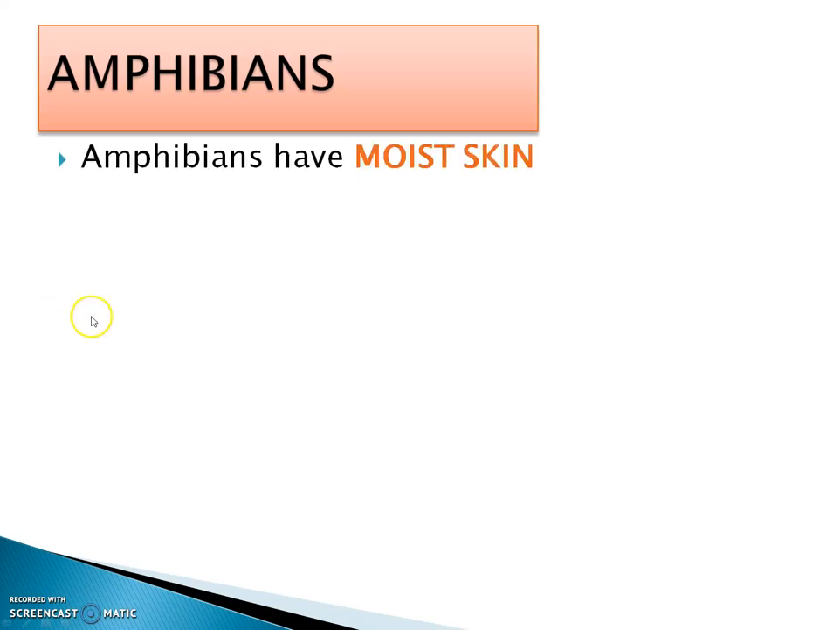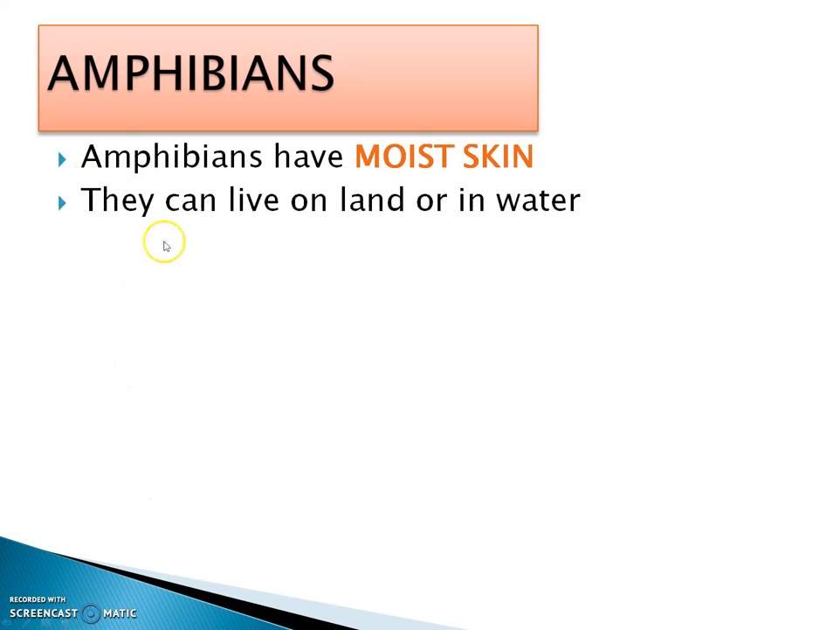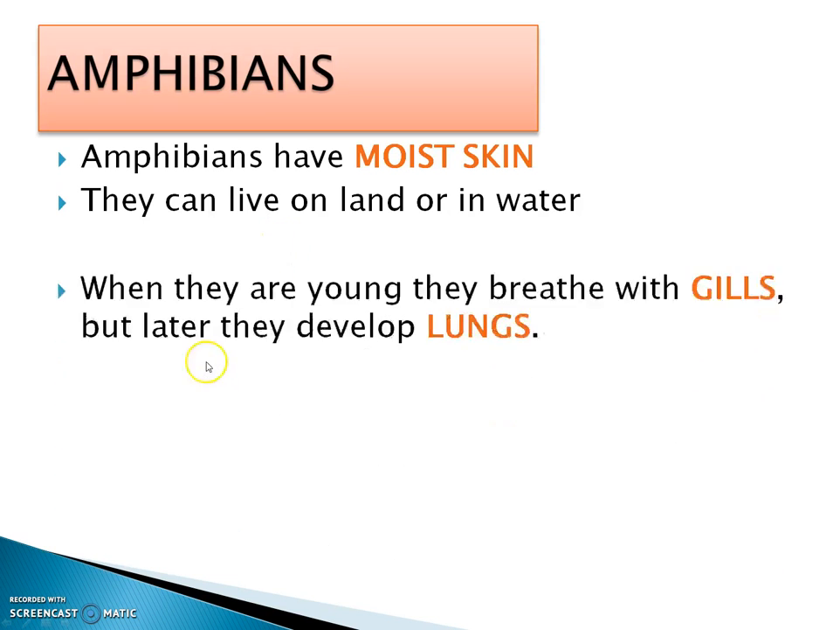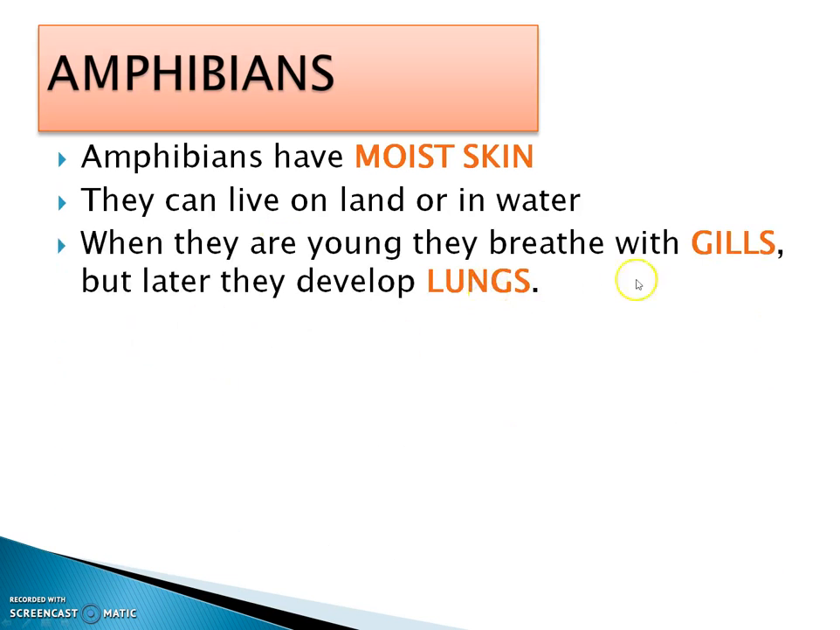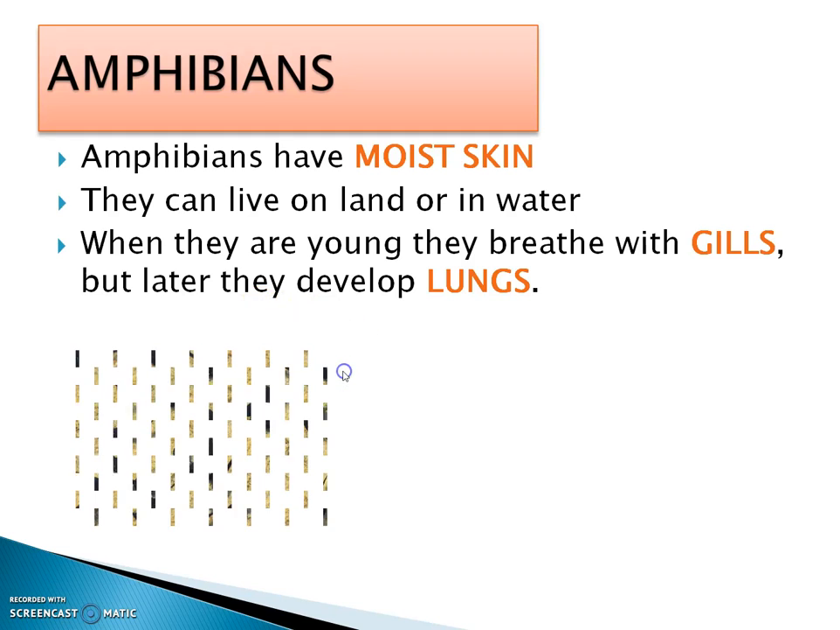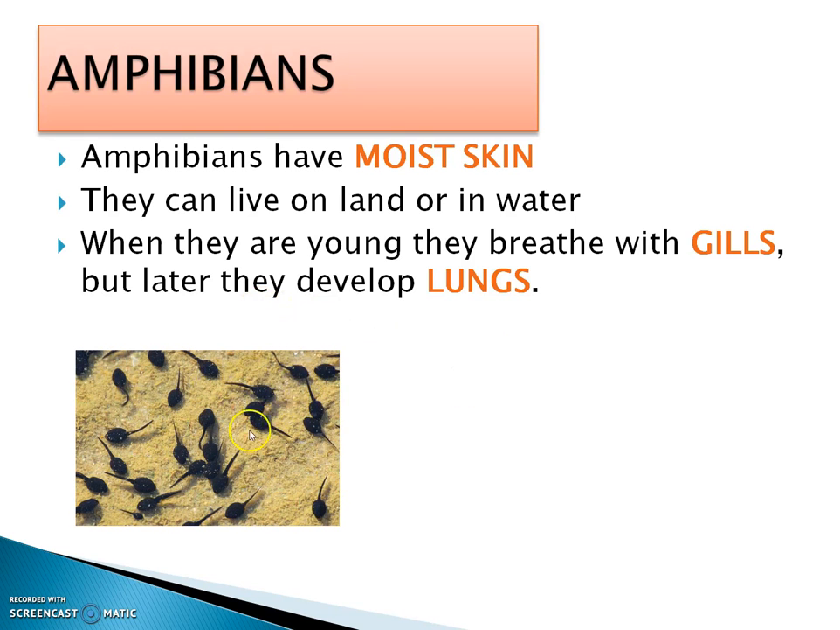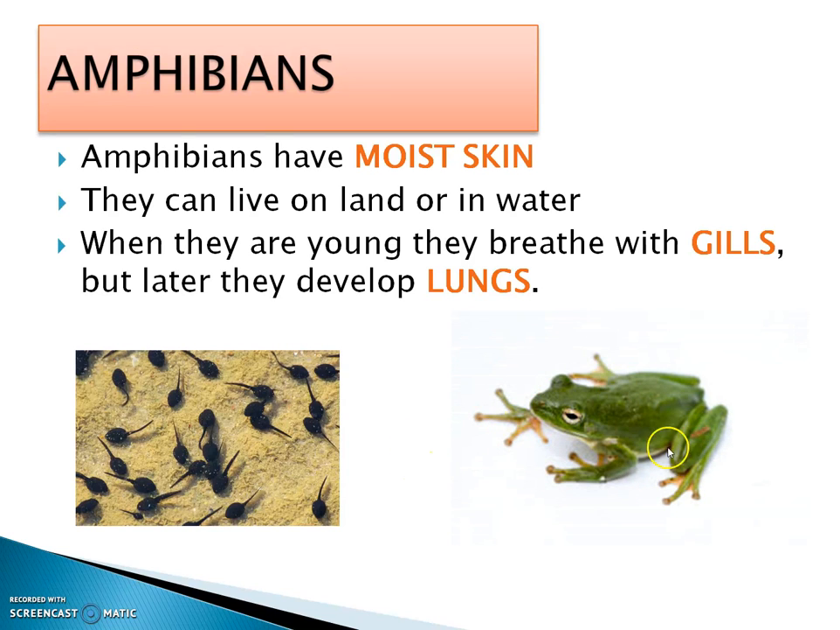Amphibians are another group of vertebrates. They have moist skin. They can live on land or in water. When they are young, they breathe with gills, but later they develop lungs. These tiny tadpoles are breathing with gills, but when they are adults, like this frog, they breathe with lungs.